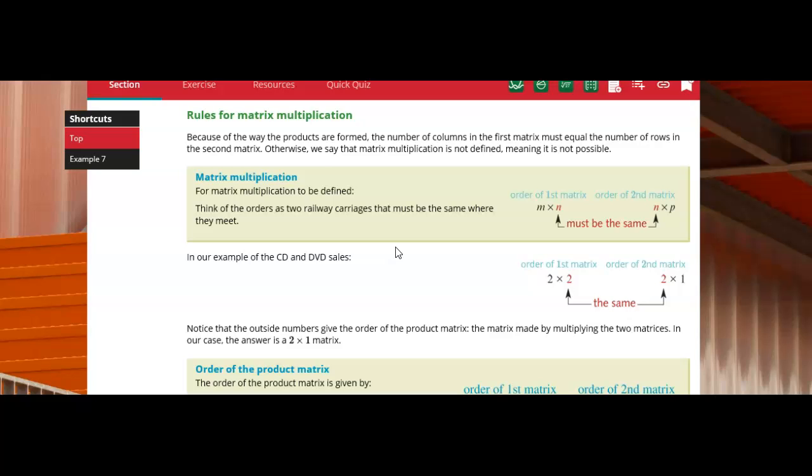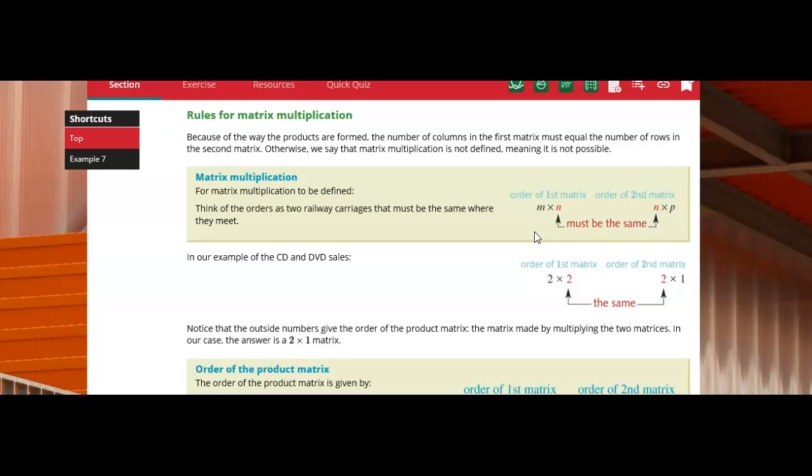So matrix multiplication. I'm just reading this box here. For matrix multiplication to be defined, that just means for you to be able to do it, because you can't multiply every matrix. Not every matrix can be multiplied by another matrix. The column in the first matrix, shown by this n, must be of the same order as the row, or have the same number of rows as the second matrix.